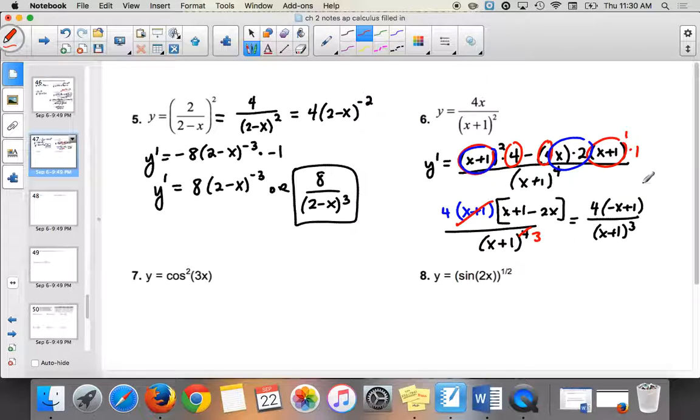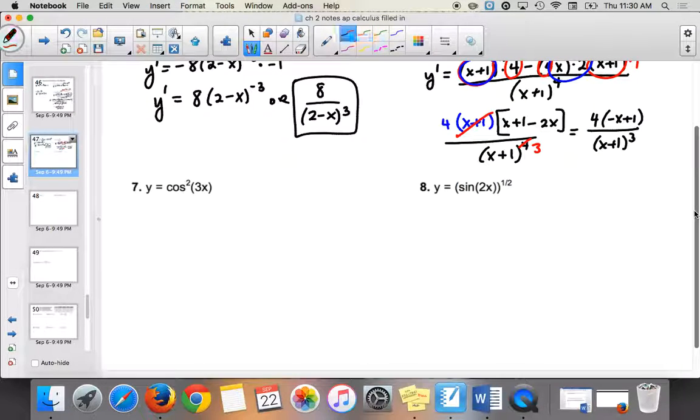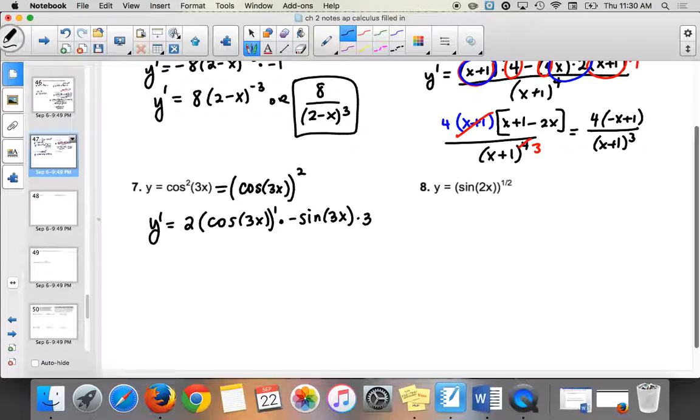All right, and then number 7. So number 7, same kind of stuff. So we're going to have cosine of 3x, and we're going to square it. So I have y prime equals 2 cosine of 3x raised to the first times the derivative of cosine of 3x, which is negative sine of 3x. Anything else? Yep, times 3, good. So it'd just be negative 6 cosine of 3x sine of 3x. And you can put parentheses around the 3x or you can leave it.